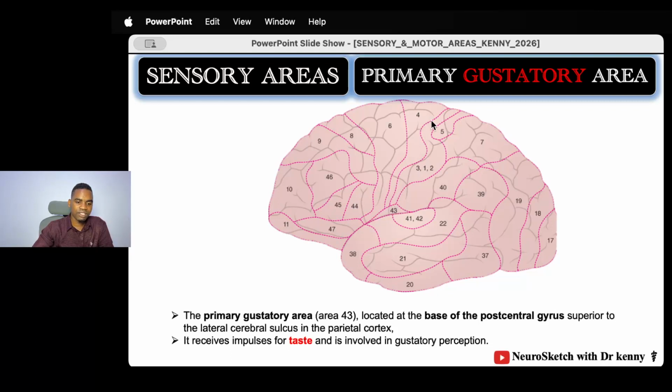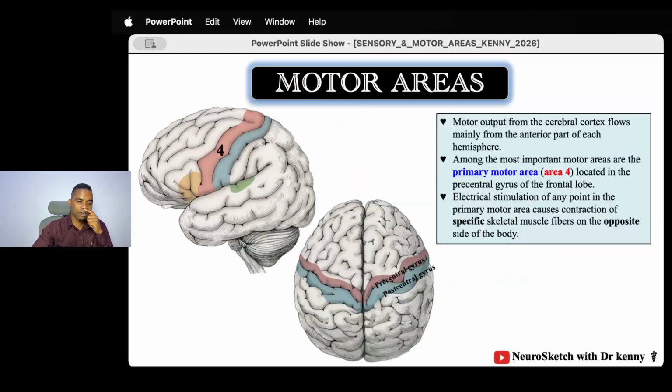Remember, the postcentral gyrus is Brodmann areas 3, 1 and 2. So just at the base of the postcentral gyrus, you have Brodmann area number 43, which is the primary gustatory area. It receives taste and is involved in the gustatory perception of taste. You feel something is sweet or bitter just because of this primary gustatory area. We're not going to dive into details of other sense modalities. I think we've exhausted it enough. So let's now go to the motor areas.